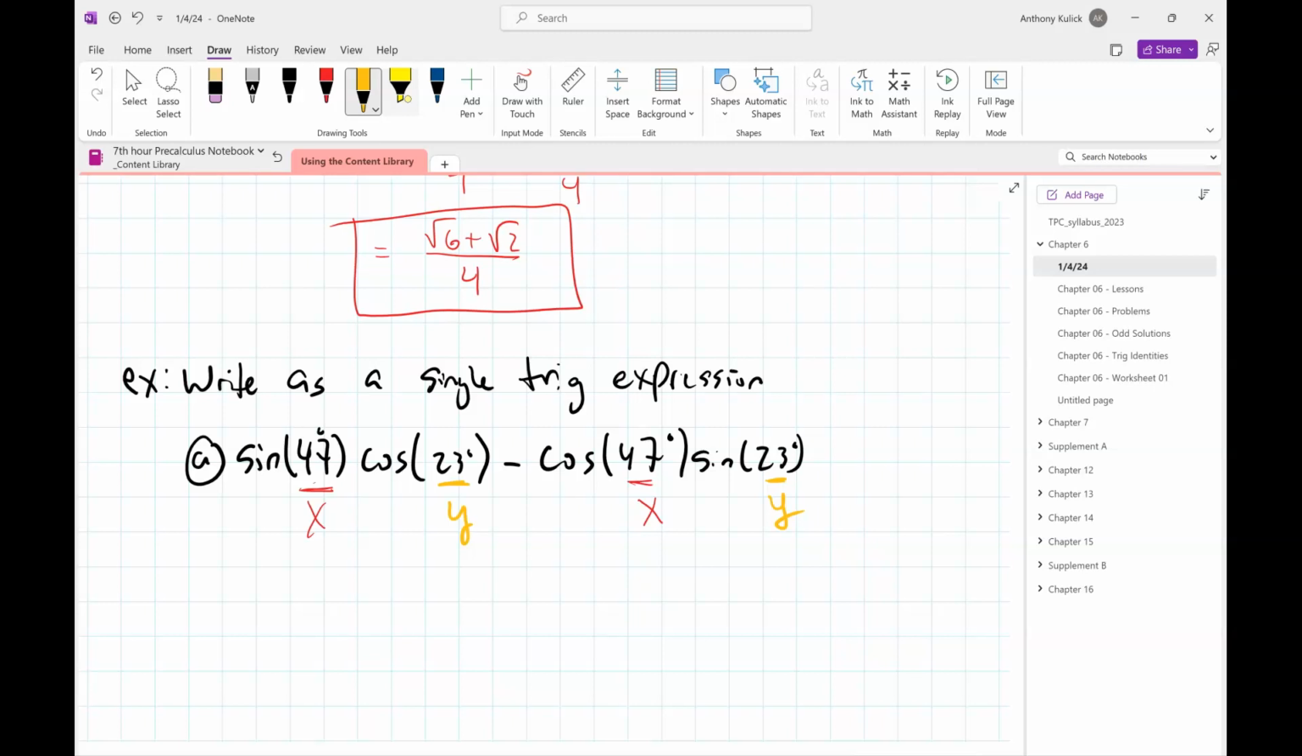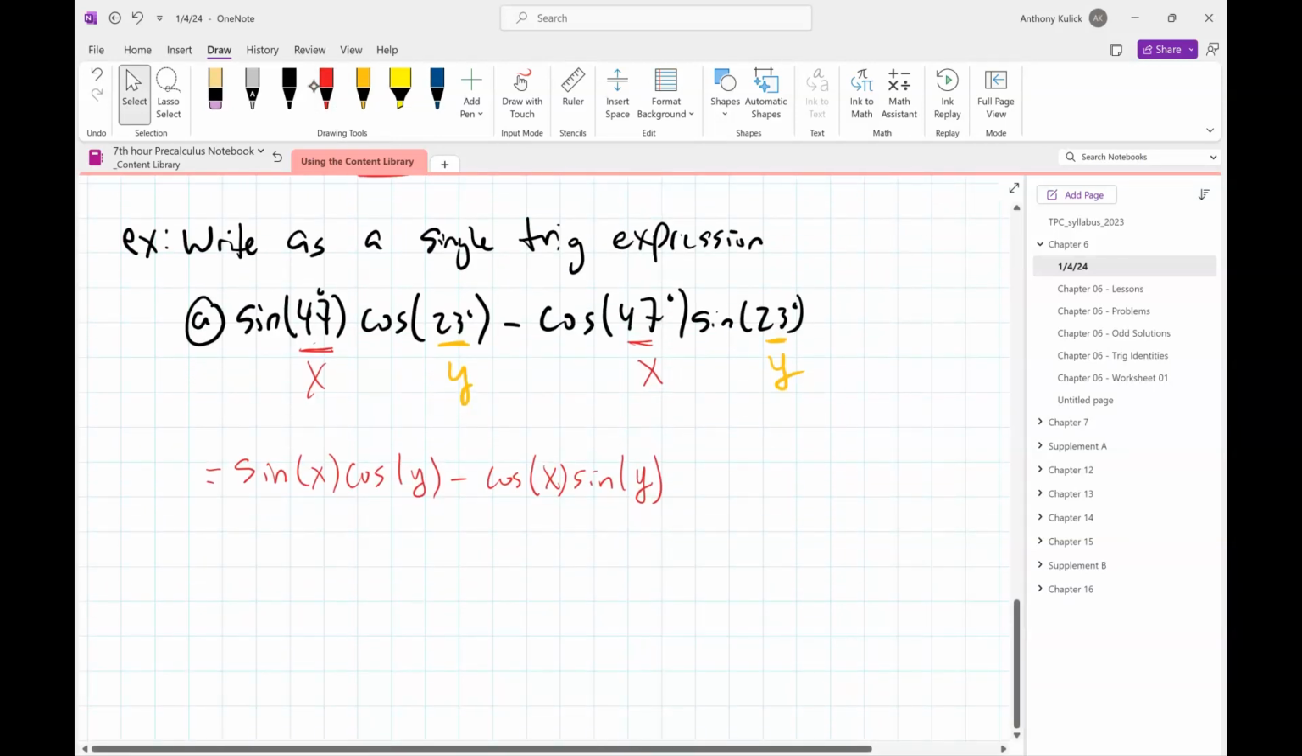So when I look at this, I really am seeing sine x times cosine y minus cosine x times sine y. Does that make sense to you guys on how I'm looking at that? Now, when you're actually doing the problem, do you need to write down this step that I'm writing down right now? Not really. I'm just doing it to explain what I'm seeing.